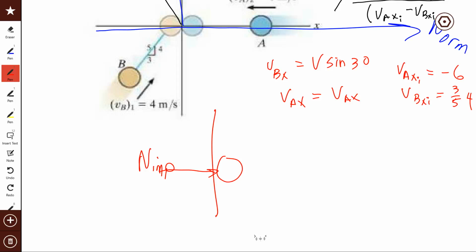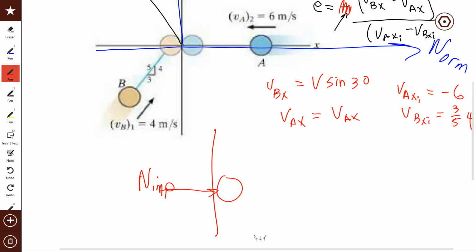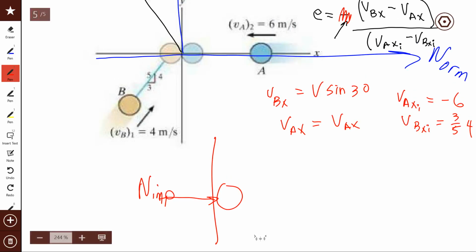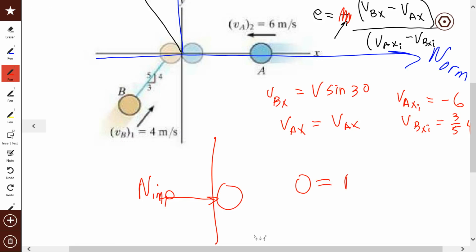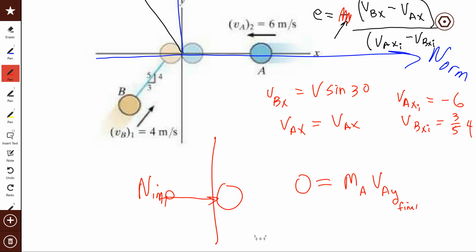Okay, here we go. What is the initial Y momentum of A? 0. What is the final Y? It's equal to the mass of A times the velocity of A in the Y direction after, final. Can you solve that for the final velocity of A? 0.